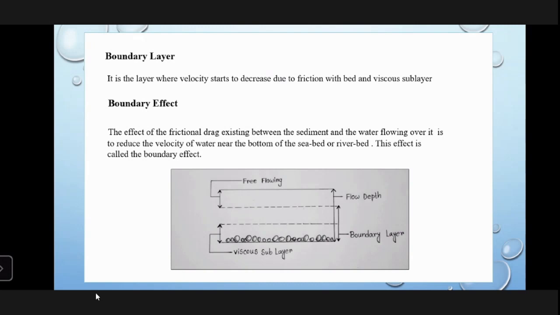And the effect of the frictional drag existing between the sediment and the water flowing over it is to reduce the velocity of water near the bottom of the seabed or river bed. This effect is called boundary effect.